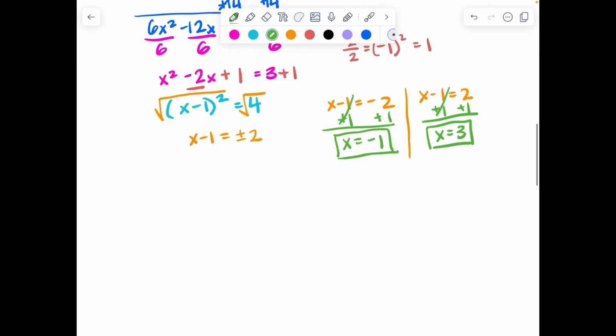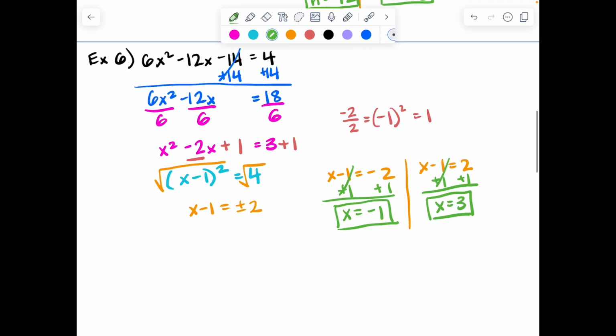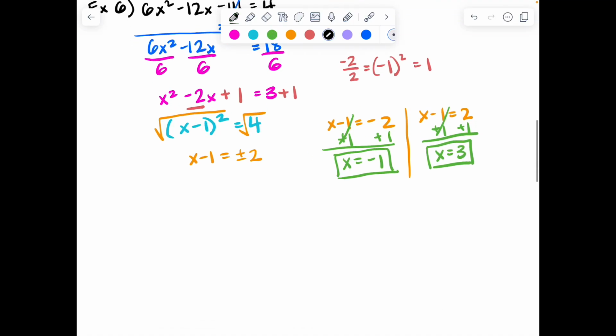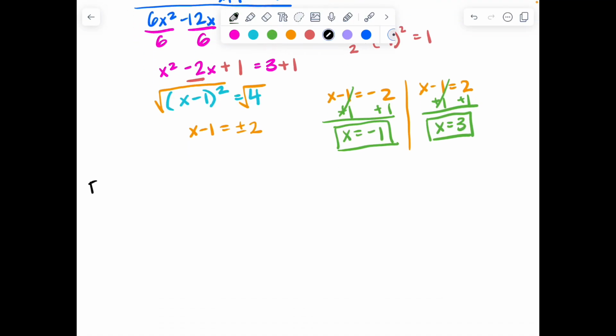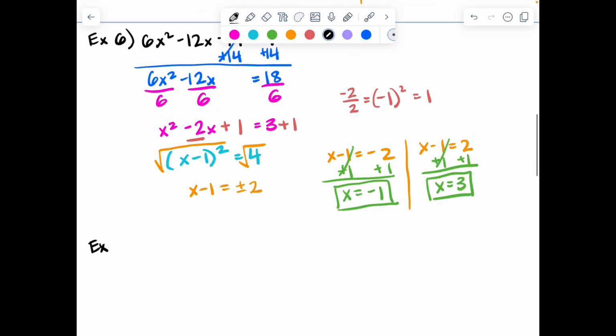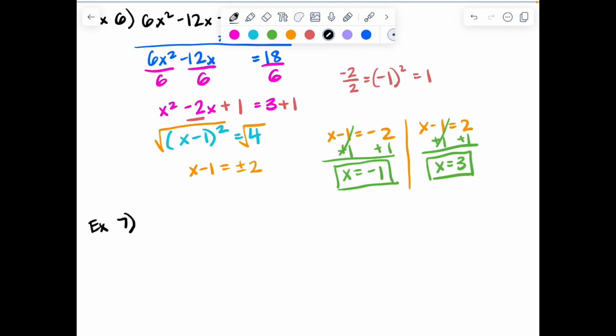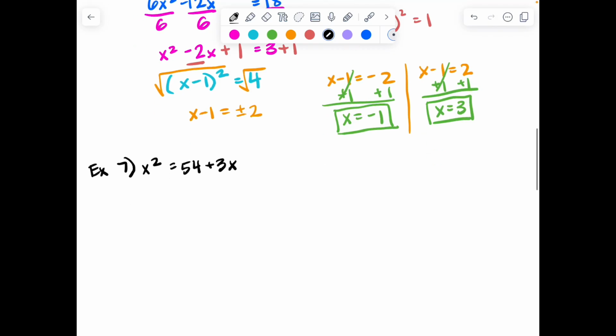Okay, let's do one that's not as clean. We're going to be looking at fractions because you can use this method for any quadratic. It works every time. So it doesn't have to always be in whole numbers. So let's look at one where we end up with a lot of fractions. x squared equals 54 plus 3x. So let's rearrange this.